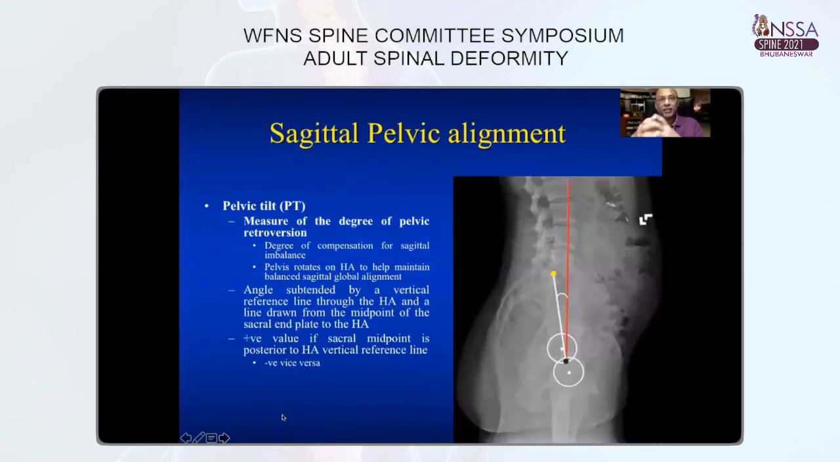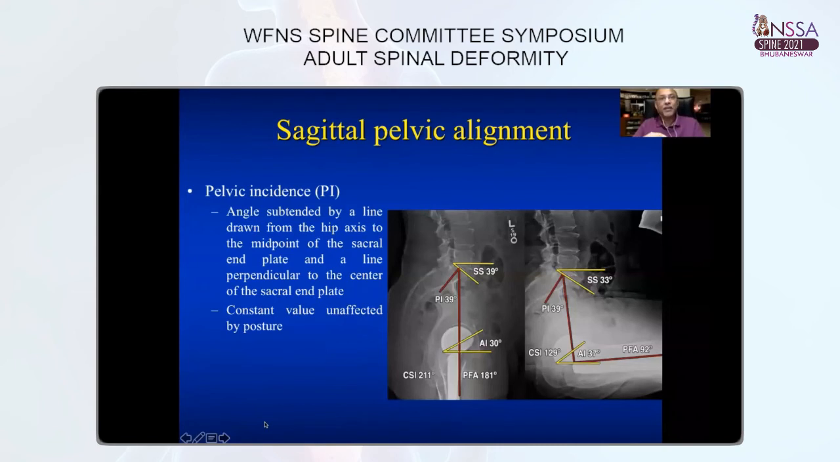So sagittal pelvic alignment is very important. We've talked about it a lot. Pelvic tilt is a measurement of the degree of pelvic retroversion. It's the degree of compensation for sagittal imbalance. The pelvis rotates on the hip axis to help maintain balance. So this is an angle that we can detect by a vertical reference line through the hip axis, and a line drawn from the midpoint of the sacral end plate to the hip axis. Once we have drawn this, you can find an angle, and it's positive if the sacral point is posterior. If it's negative, the sacral point is anterior to the hip axis reference point.